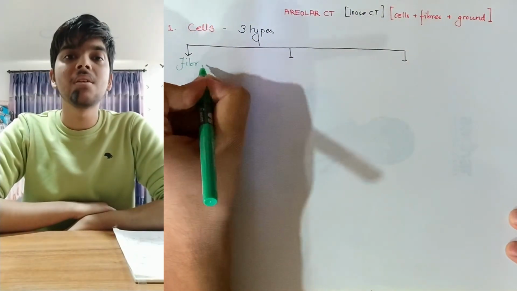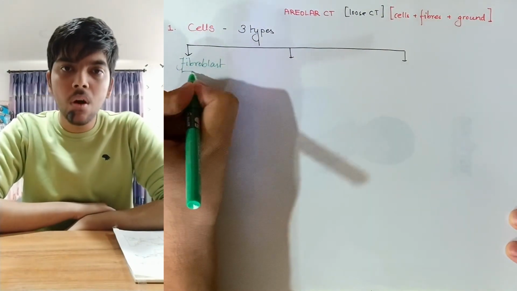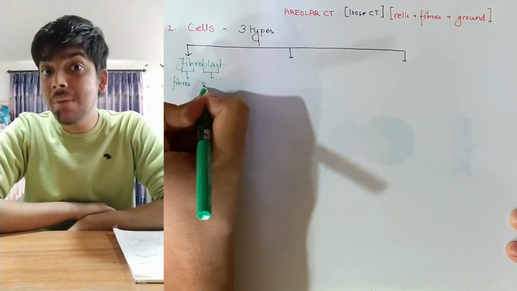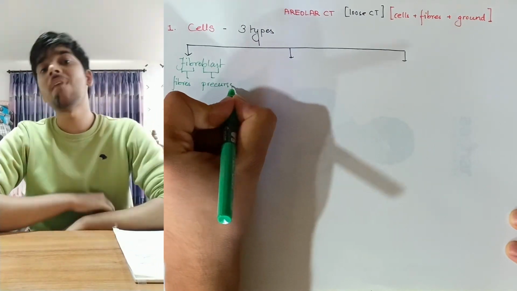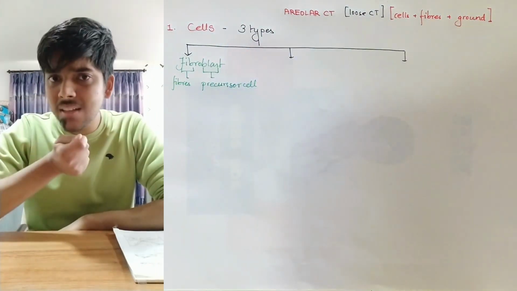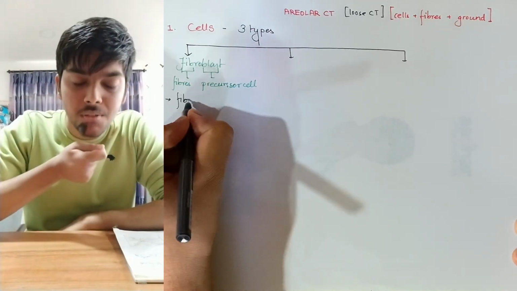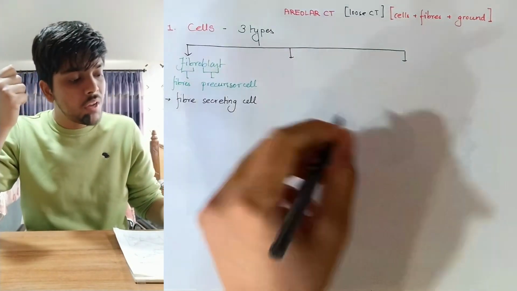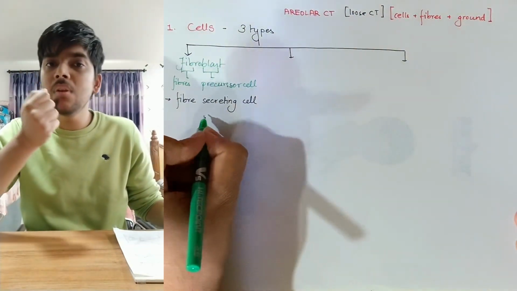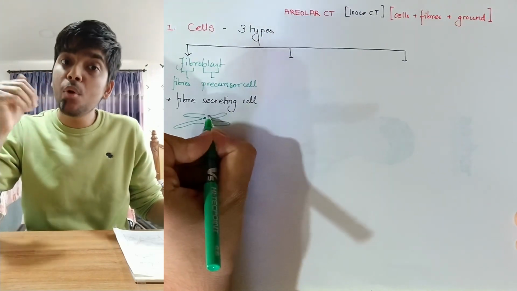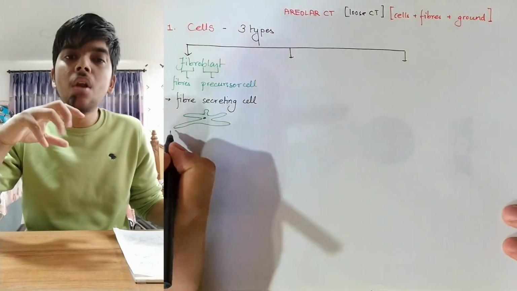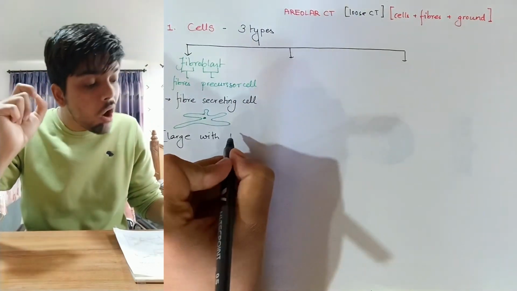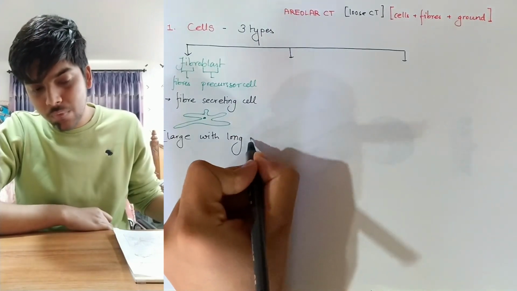They are, firstly, fibroblast. The word contains two parts. Fibro meaning fibers and blast meaning precursor cell. So fibroblasts are those cells that secrete fibers. What do they look like? They look something like this. So there's your nucleus. Surrounding the nucleus, there's your cytoplasm. The protoplasm of this cell has long projections. So cells are large with long protoplasmic projection.